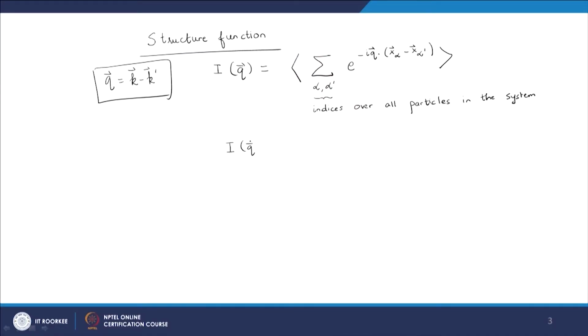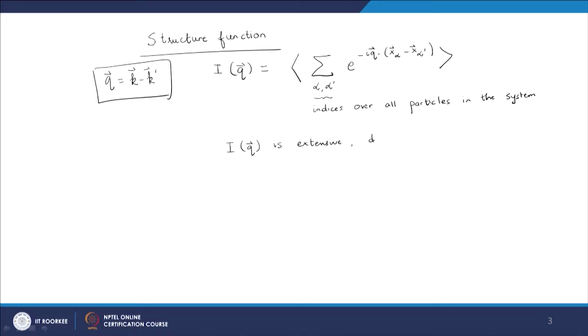Okay. So now you can see that I of q is extensive, since we are simply adding up over all the possible indices. If the number of particles increases, we will have higher values of I of q. So we want a measure that is independent of the number of particles. Let us call the number of particles n.